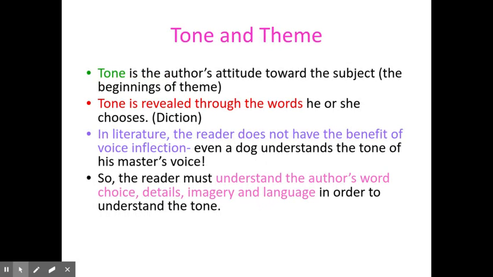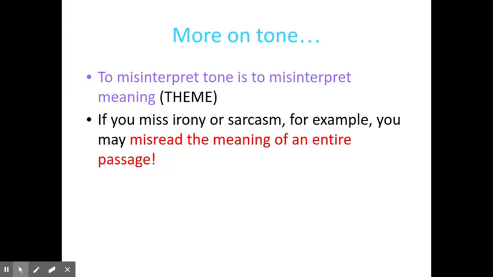So let's talk about tone in theme. That's the author's attitude. You can usually tell how the author feels about something, even though they don't come right out and say it. But the way they speak will help you to see their tone. To misinterpret the tone is to misinterpret the meaning or the theme. If you don't get the tone, you don't understand what you read, so read it again.